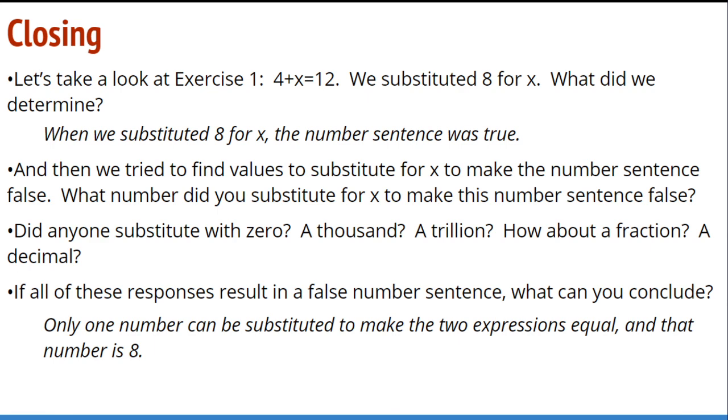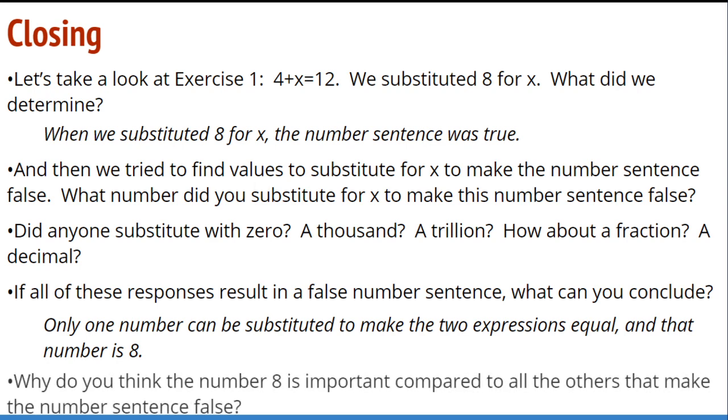Which leads us to the conclusion: only one number can be substituted to make the two expressions equal, and that number is 8. And of course, we've already played a little bit this year in Module 2, Module 3 with absolute value. We could do an absolute value, and that would also be true. So just letting you know that in the future you're going to see some more things that might make it possible to be true.